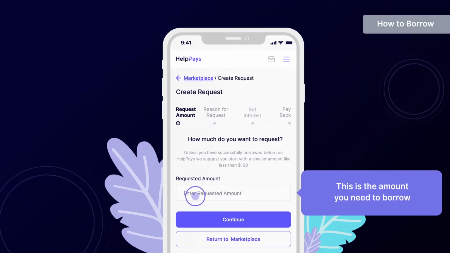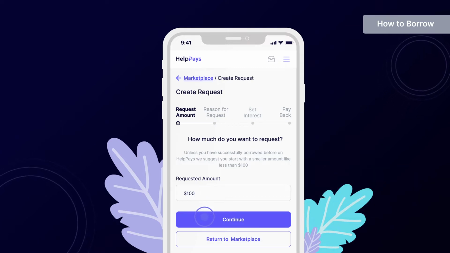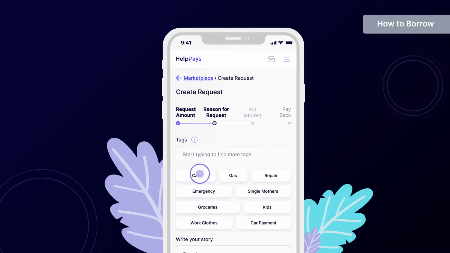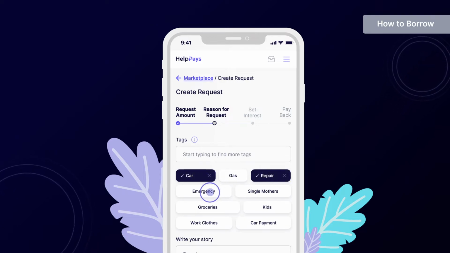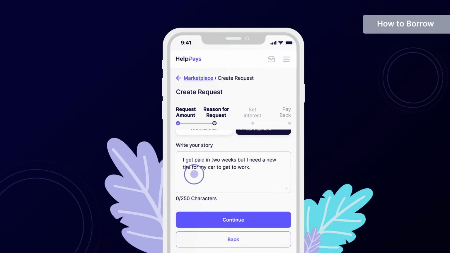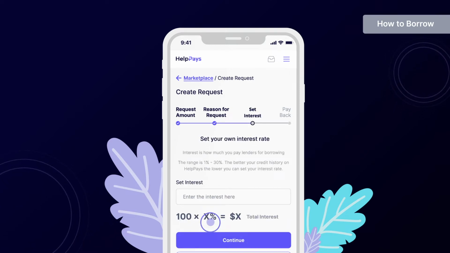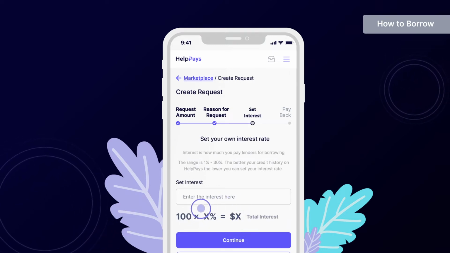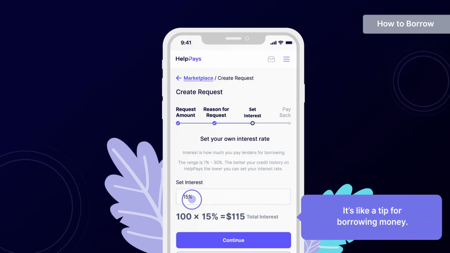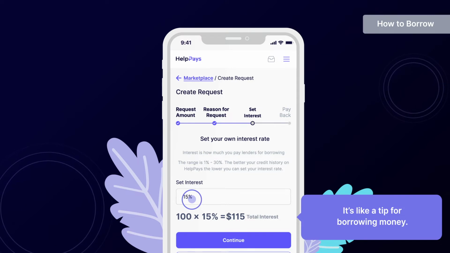Enter the amount you want to borrow. Then state the reason why you are borrowing with categories, tags, and even a short message. From there, set the interest rate you are willing to pay. In addition to the money borrowed, the interest rate is the amount paid back to the lender. It's like a tip.